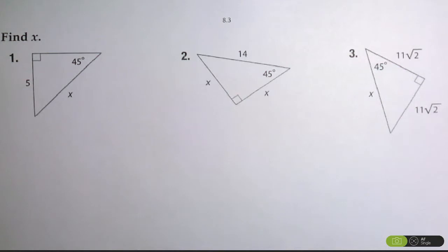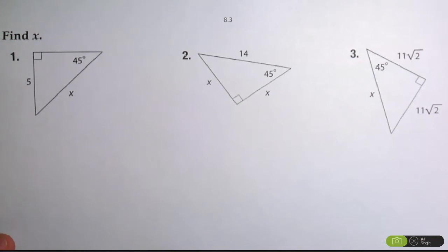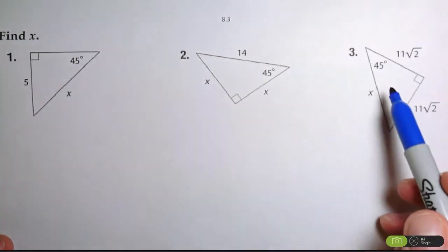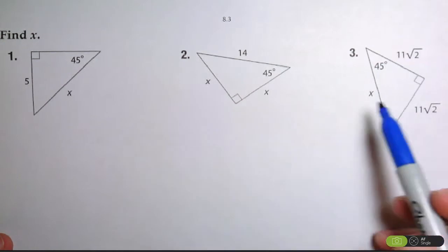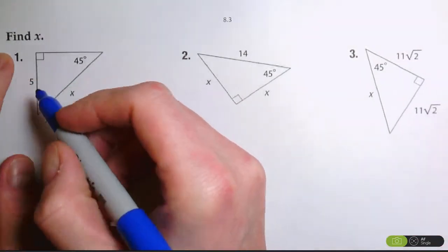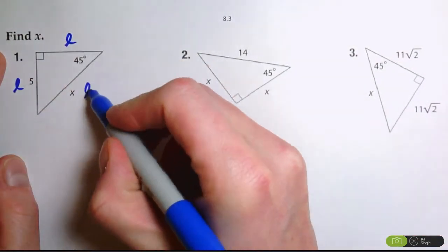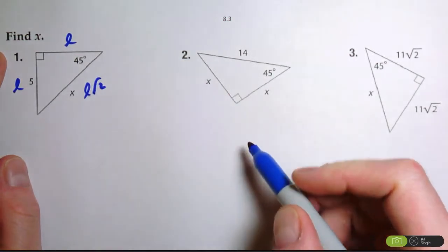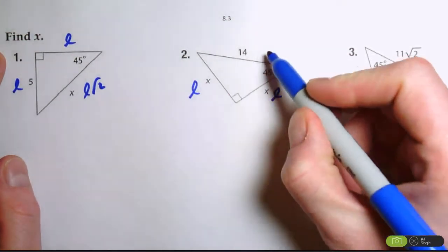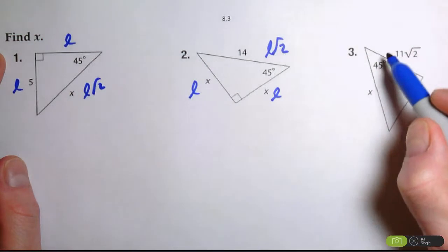Okay, so here are a few examples from section 8.3, just extra examples we ran through in class, just to give you some more warm up or backup or whatever you want to call it. So the key to this is these are 45-45-90s, all three of these, and the rule is it's L, L, L root 2. So the legs are both L. The hypotenuse is L times root 2.